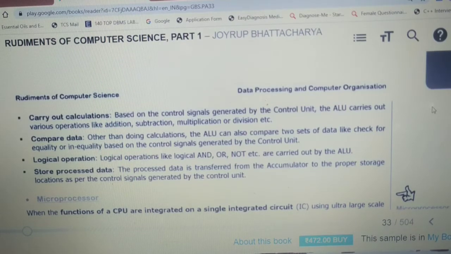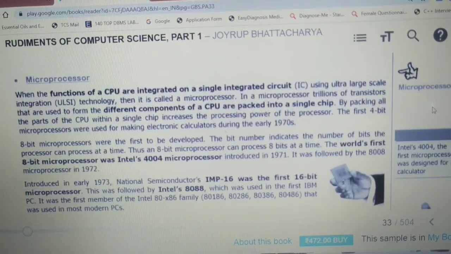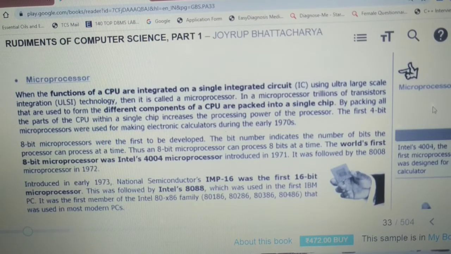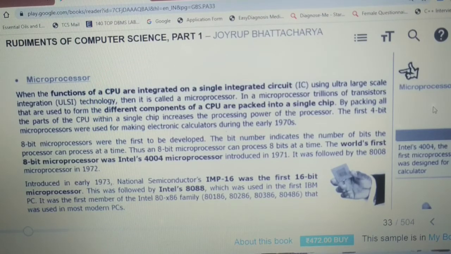Now we will learn about the microprocessor part. When the functions of a CPU are integrated in a single integrated circuit using ultra large scale integration technology, it is called the microprocessor. Actually, we can see the big CPU attached to the computer system. But in a phone or laptop, we don't have a separate CPU; we have microprocessors.